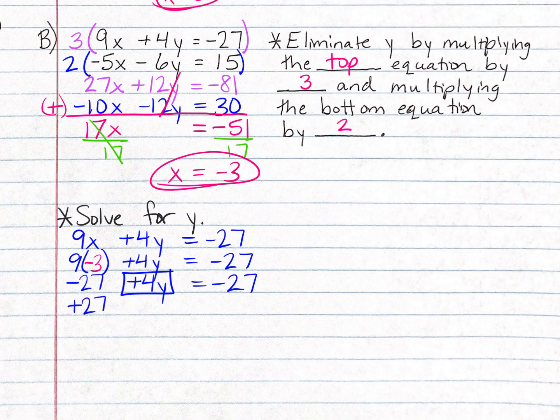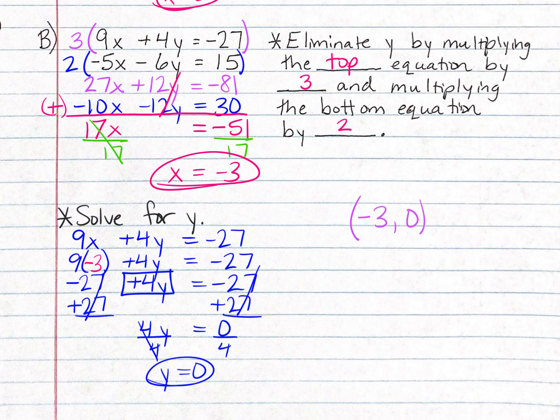So I'll get rid of this negative 27 by adding 27 to both sides of this equation. It actually cancels on both sides, and we get 4y is equal to 0. Then divide both sides by 4, and y is equal to 0. So the solution to the system is where x is negative 3, y is 0. We've solved the system.